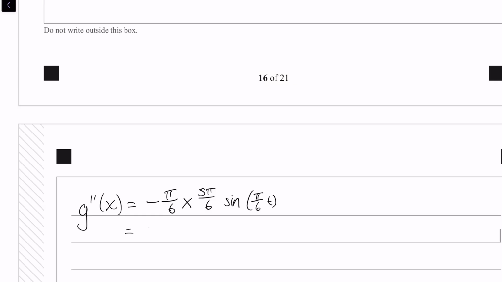And then I'll get negative 5 pi squared, because I have 2 pi multiplied together, over 36, and that'll be sine pi over 6 t. And that will be our third mark, which is to find the acceleration, or the second derivative, of the front edge of the glacier.